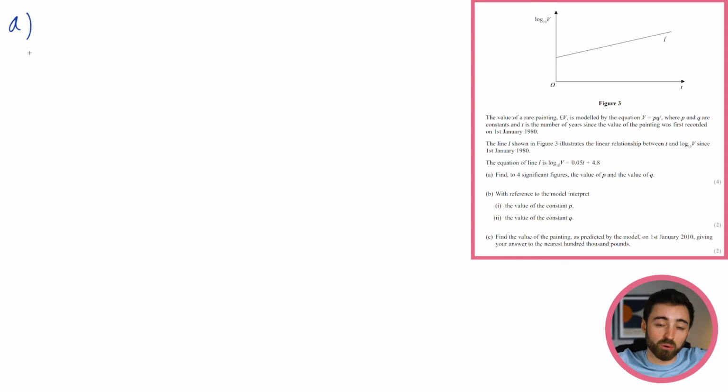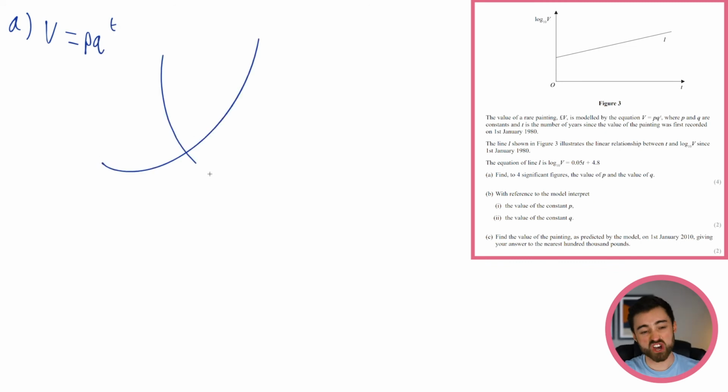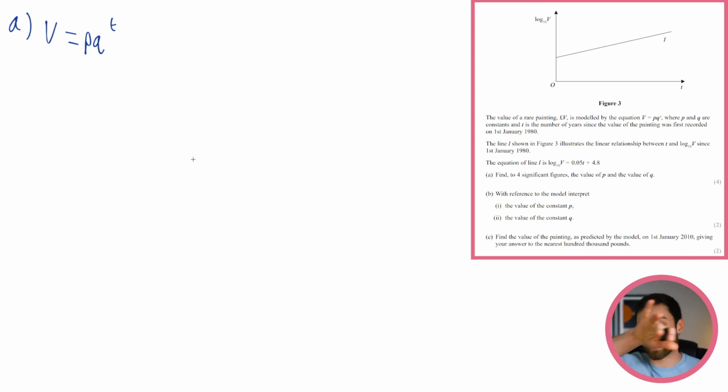Okay, so the whole point here is that we have an exponential relationship. PQ to the t. This is not a straight line, is it? It's exponential. It curves. It's not a nice straight line. If I take logs of this, it makes my life really easy. And if I, instead of plotting v against t, I plot log 10 of v against t, it's a straight line. Why? Let's take logs of both sides.